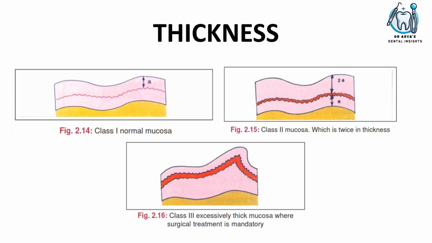In class 2 mucosa, it can be of two types. Soft tissues have a thin investing membrane and are highly susceptible to irritation under pressure, or soft tissues have mucous membranes that are twice the normal thickness. And in class 3, soft tissues have excessively thick investing membranes filled with redundant tissue.